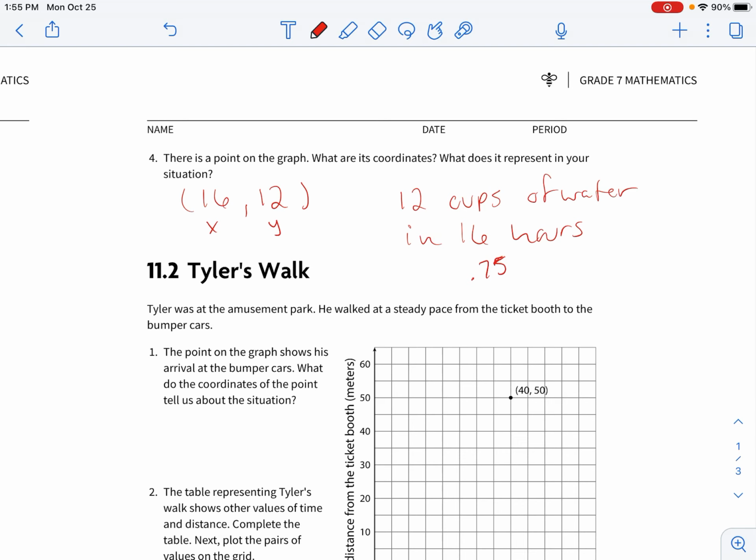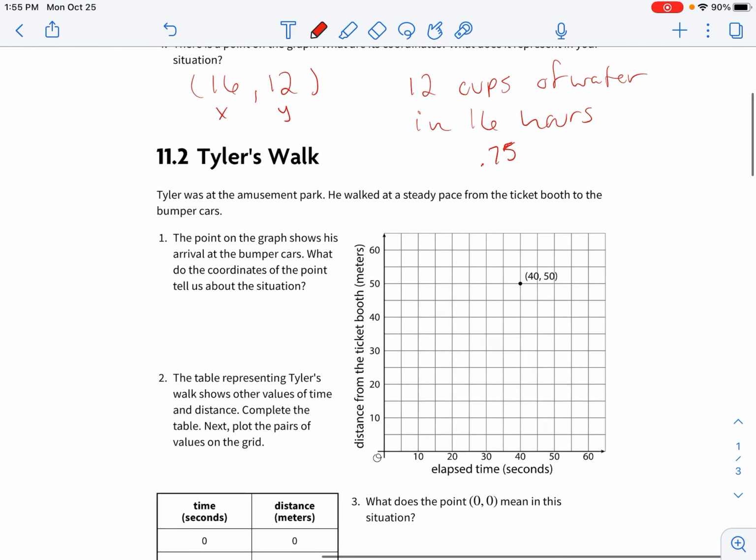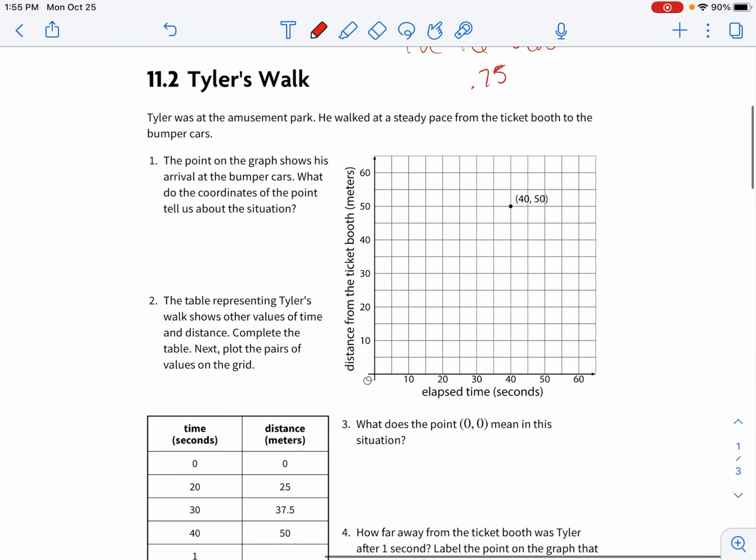Okay, let's go ahead and look at this next one. It says, Tyler was at the amusement park. He walked at a steady pace from the ticket booth to the bumper cars. The point on the graph shows his arrival at the bumper cars. What do the coordinates of the point tell us about the situation? So it tells us how far he went in 50 seconds. So distance in 50 seconds. So he went 40 meters in 50 seconds.